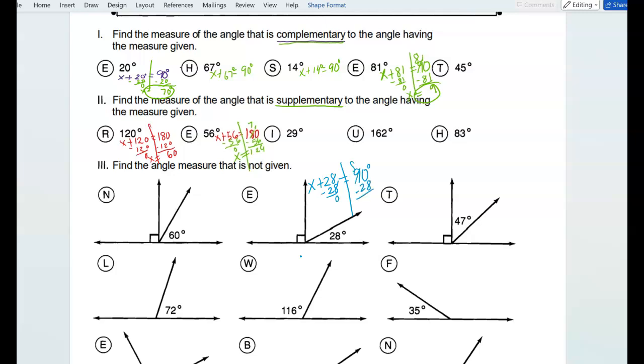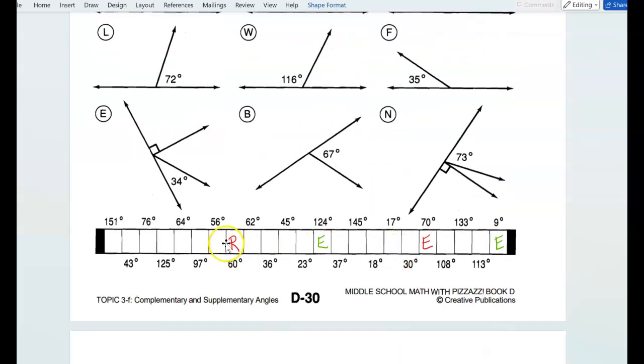And we're going to borrow that 10, and we're going to move it over here to the ones place. And now we have 10 instead of 0, 8, 9, 10. That's going to give us 2, 3, 4, 5, 6, 7, 8, 62 degrees. E, 62 degrees. I am just having too much fun.